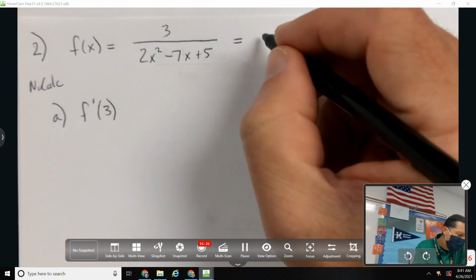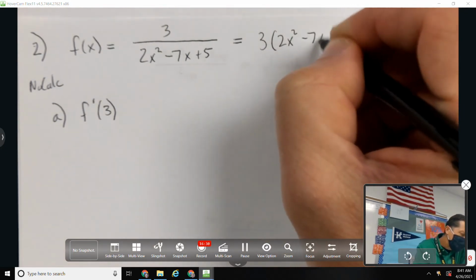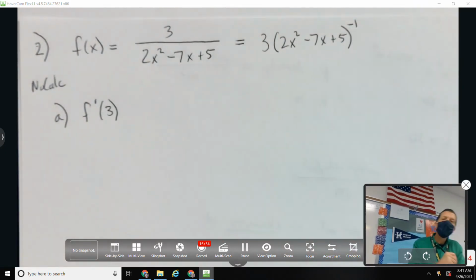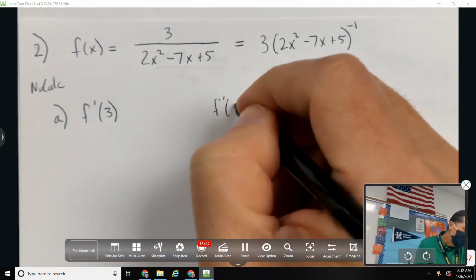I think I want to rewrite this so that I can take an easier derivative. I mean, you could do quotient rule if you want, but you can rewrite it and then you don't have to do the quotient rule. So I'll let you decide which one you'd rather do. But I'm going to avoid the quotient rule.